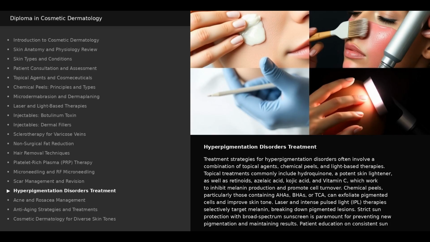Chemical peels, particularly those containing AHAs, BHAs, or TCA, can exfoliate pigmented cells and improve skin tone. Laser and intense pulsed light (IPL) therapies selectively target melanin, breaking down pigmented lesions. Strict sun protection with broad-spectrum sunscreen is paramount for preventing new pigmentation and maintaining results. Patient education on consistent sun protection and adherence to treatment protocols are crucial for successful management of hyperpigmentation.